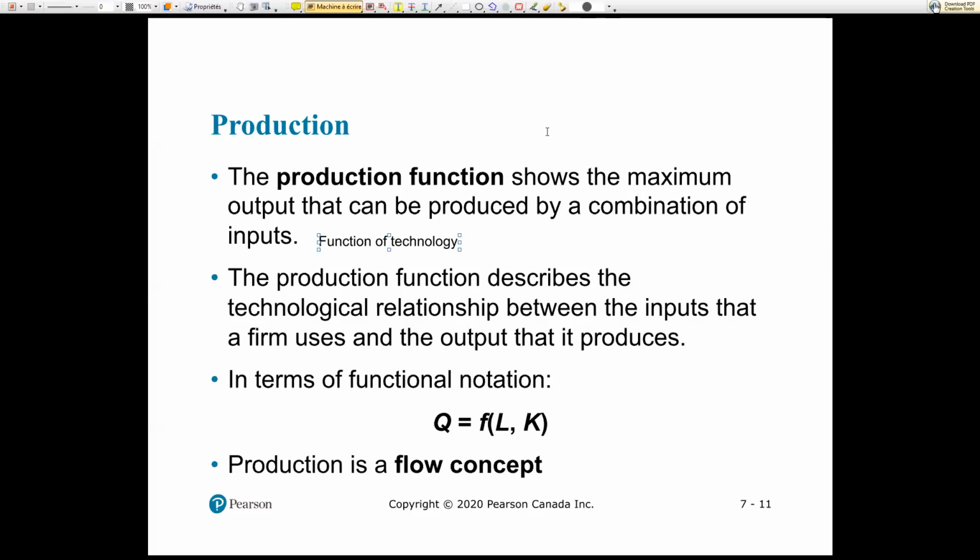And the only thing we need here is to assume, of course, that firms are rational agents. So they want to make profit, and by producing as much as they can, the maximum quantity they can, that's how they make their profit. In terms of functional notation, that's how you would write it. So Q equals F of L, K. There are many different notations, but here it would be L for labor. This would be labor input, and this would be capital input.